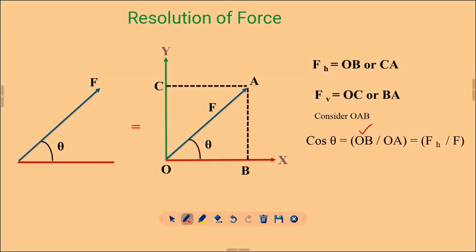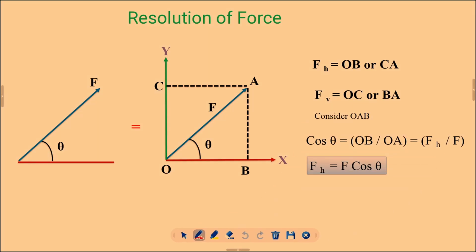Adjacent is OB. Hypotenuse is OA. So, we will get FH is your OB. Accordingly, we have mentioned. Similarly, OA is your F. So, finally, we can conclude FH equal to F cos theta, because FH we need to find out. So, I am just modifying like this according to the case. So, horizontal force is nothing but F into cos theta.